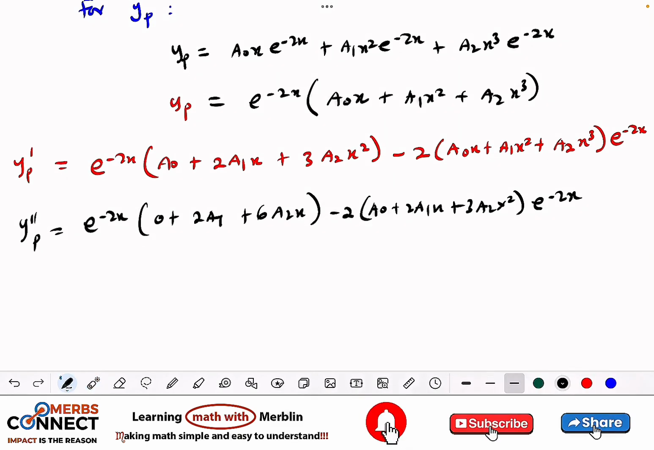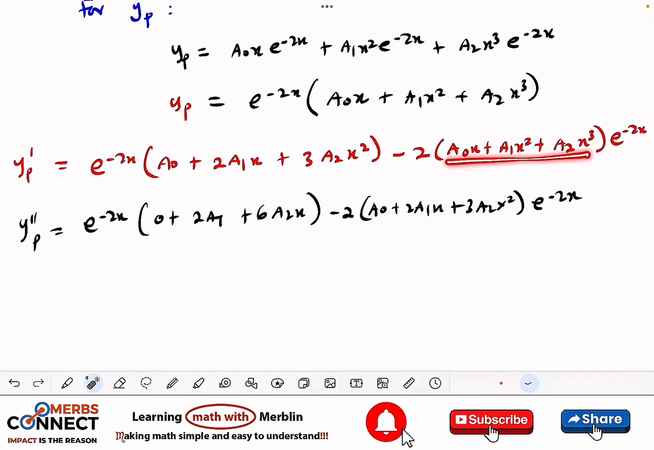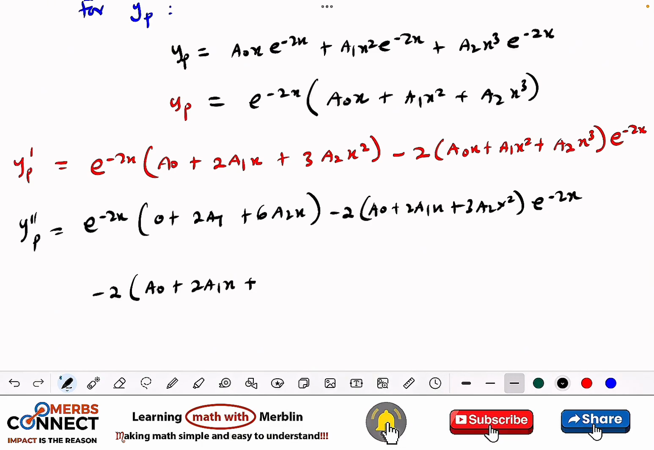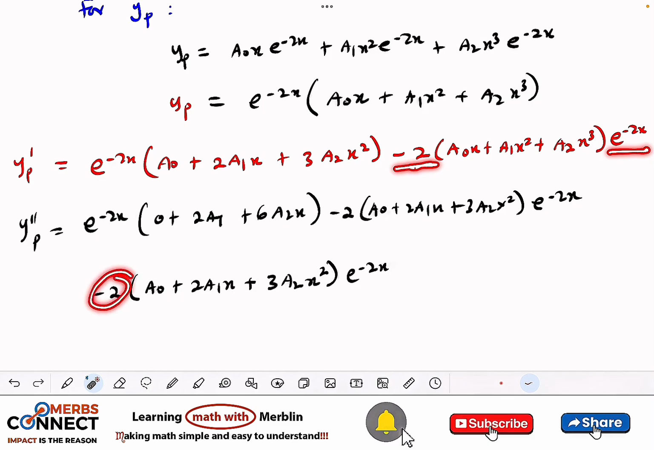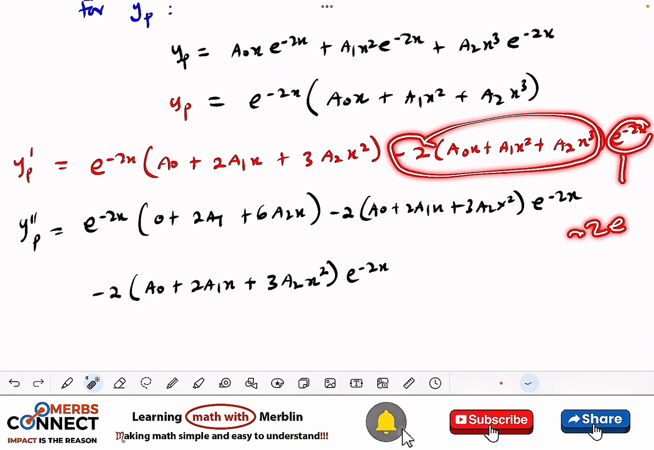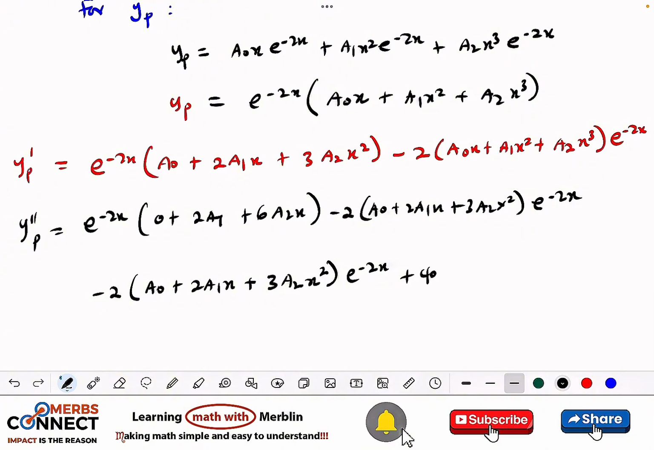Then I'll move to the last one here. I need to differentiate this one again. So I'm going to maintain this and then differentiate this. So I'm going to have minus 2. Then when I differentiate what is here, I'm going to have a naught plus 2a1x plus 3a2x to the power 2 e to the power minus 2x, right? So I just maintained this and the minus 2 and differentiated what is inside the parentheses. Now I'm going to maintain minus 2 and this and differentiate this. When I differentiate this, I get minus 2 this. So this is going to give us plus 4 a naught x plus a1 x squared plus a2x to the power 3 e to the power minus 2x. Good. So this will be the second derivative.